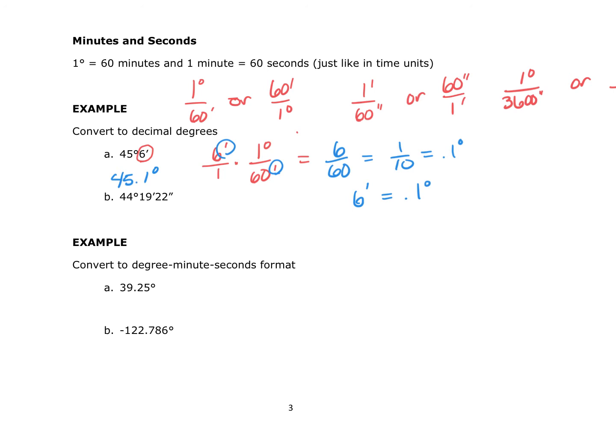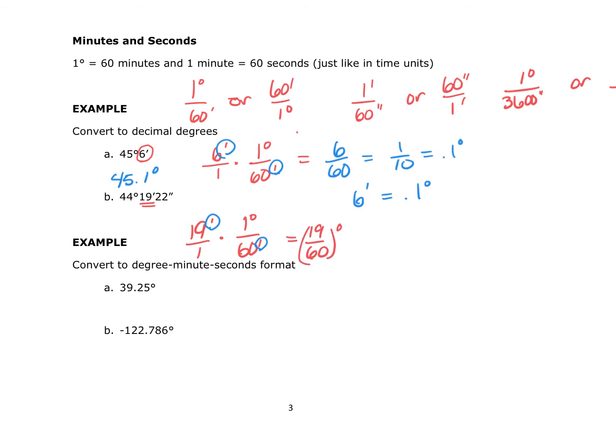Now I'm going to do my second conversion here. As before, I'm going to start with the 19. So I have 19 minutes over 1. My unity fraction, because I want to eliminate the minute unit and I want to end in degrees, will be 1 degree over 60 minutes. And that'll allow me to cancel those. And I'll end up with 19 over 60 degrees.